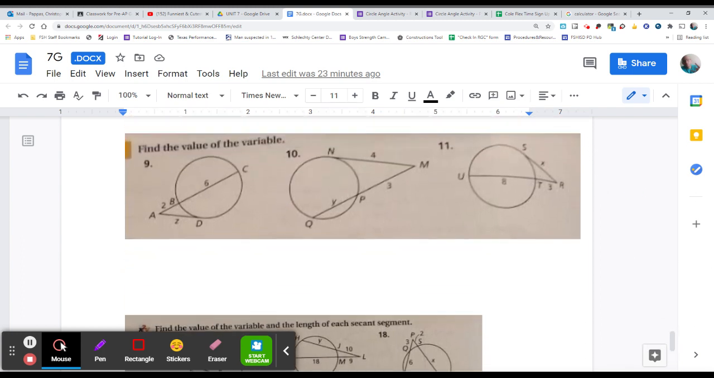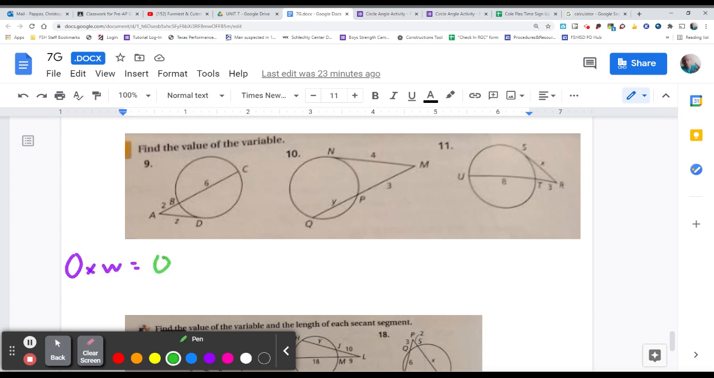Now, the rule still applies where it's outside times whole of one equals outside times whole of another. Okay, so if we're looking here on this green one, the outside is 2 and the whole is 8. Okay, the outside is 2 and the whole thing is 8 because it's 2 plus 6. Okay, so here we have 2 times 8 on this side.